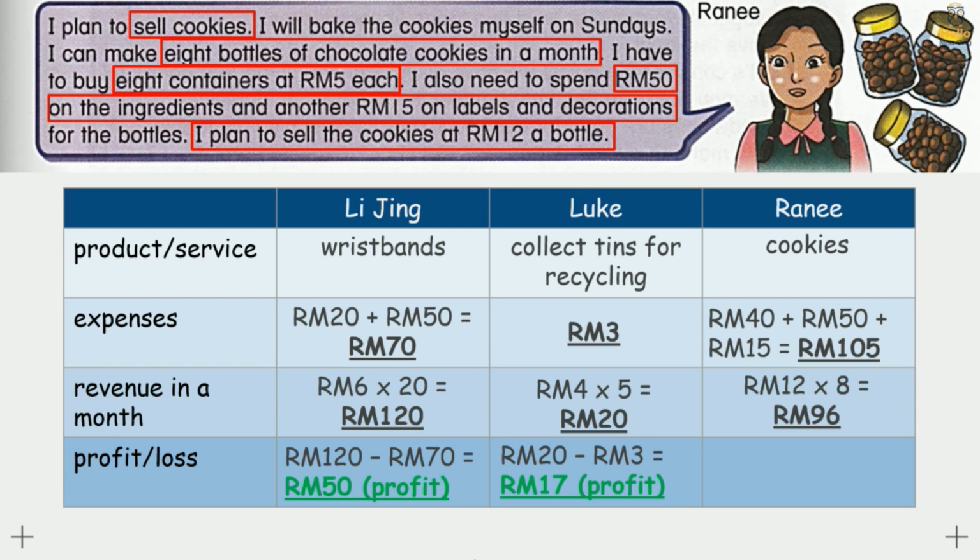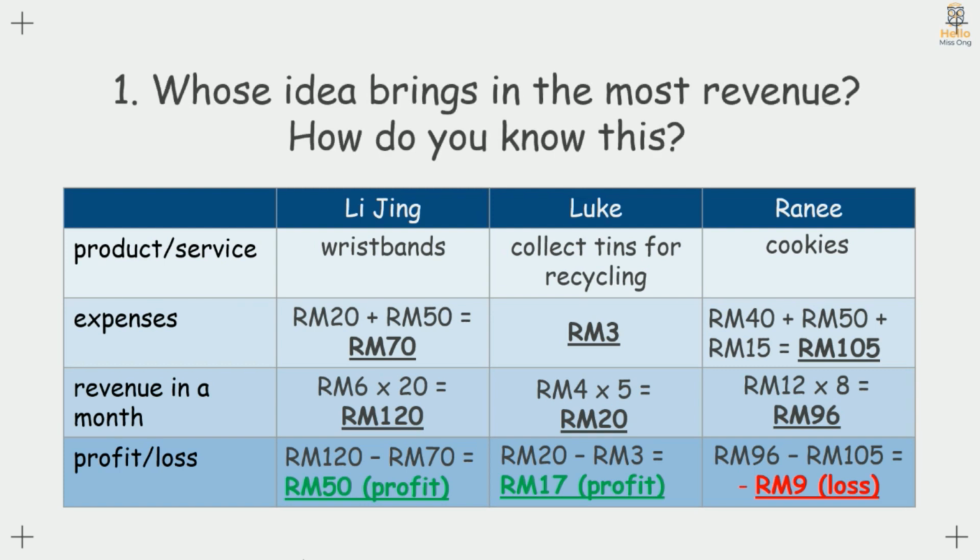Let's count the profit or loss. 96 ringgit minus 105 ringgit equals minus 9 ringgit. So here she didn't earn any money. In fact, she lost 9 ringgit. Since we have done the calculations, now we can answer the questions.